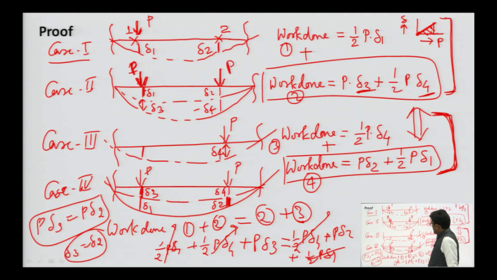So, what is it? Del 3 is the displacement due to load at this joint, and del 2 is the displacement due to load at this joint. So, that is Maxwell's theorem, that is Betti's theorem. So, this is the proof.